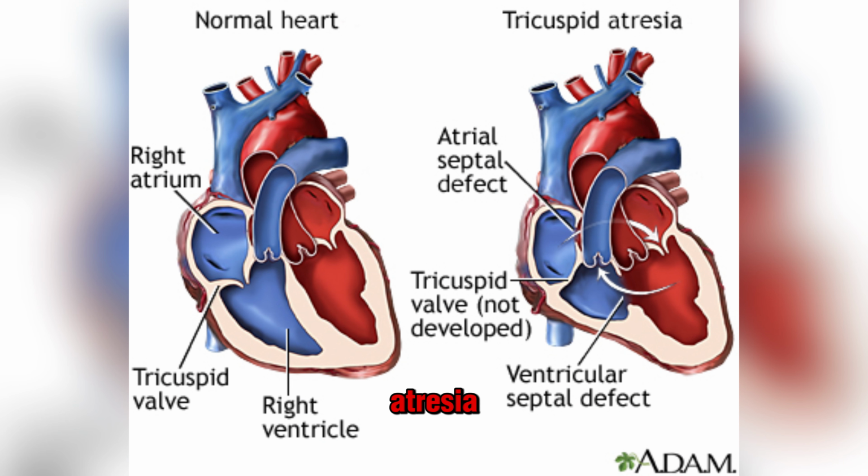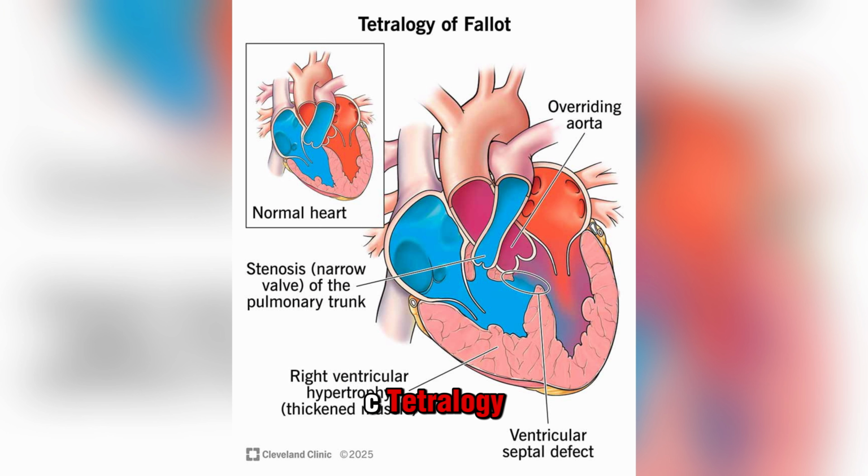B. Tricuspid atresia. The tricuspid valve is between the 2 chambers, atrium and ventricle, on the right side of your heart. In tricuspid atresia, the valve is not formed correctly. A piece of solid tissue blocks blood flow from the right atrium to the right ventricle. C. Tetralogy of Fallot is the most common CCHD. It involves 4 heart defects: ventricular septal defect, pulmonary artery stenosis, overriding aorta, and right ventricular hypertrophy.